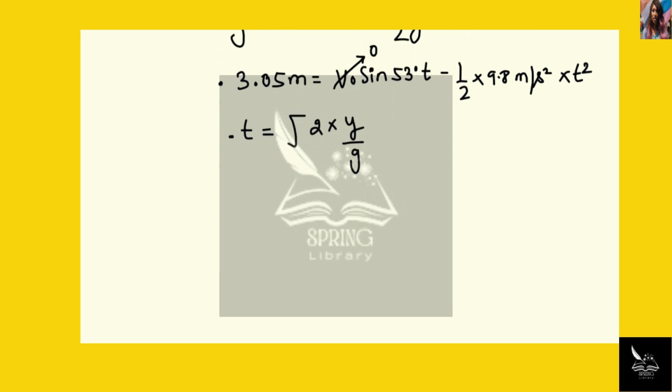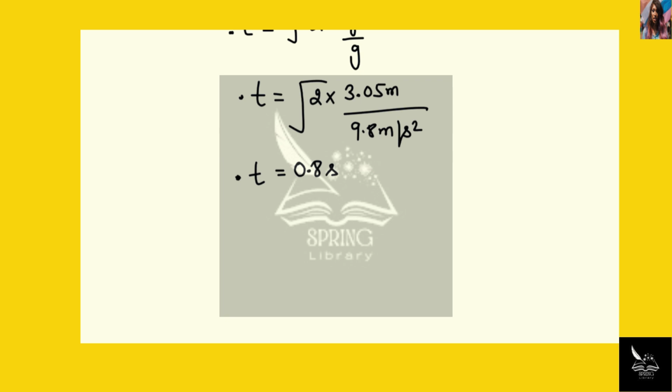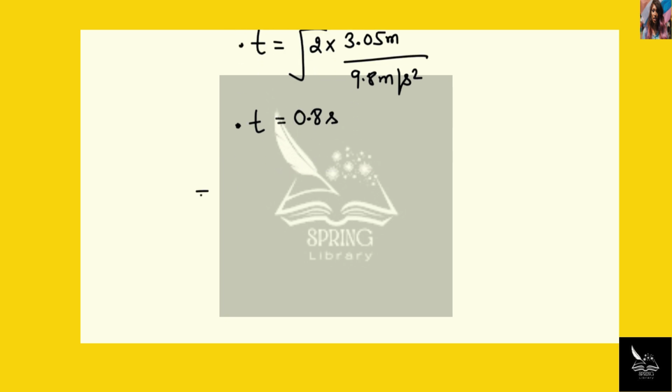speed is 0. So from here, plugging in the values, t is equal to square root of 2 into the vertical direction, that is 3.05 meter, upon gravitational acceleration, that is 9.8 meter per second square, and from here the time t comes out to be 0.8 seconds. And now we can plug all the values of v naught, theta, and t into the equation to calculate the horizontal distance. The horizontal distance is represented with x and is equal to v naught into cos theta into t.